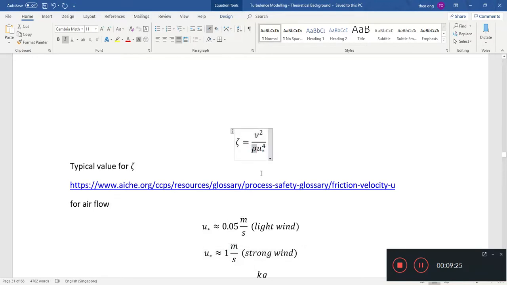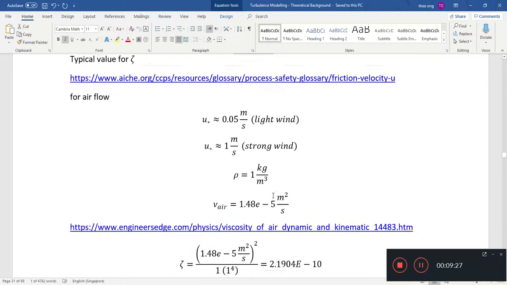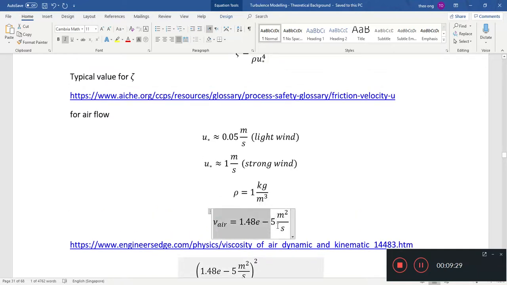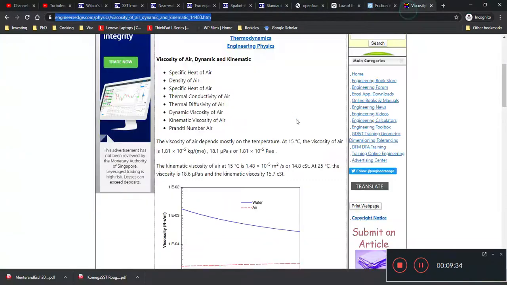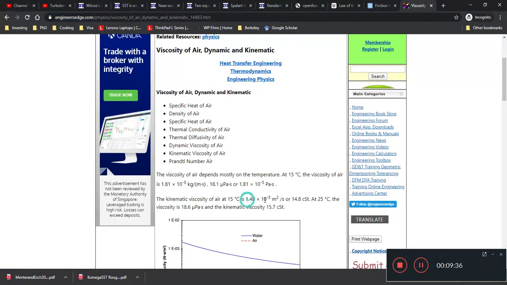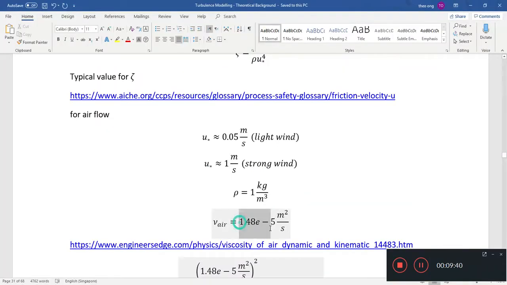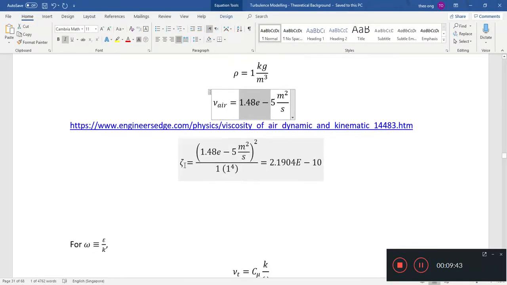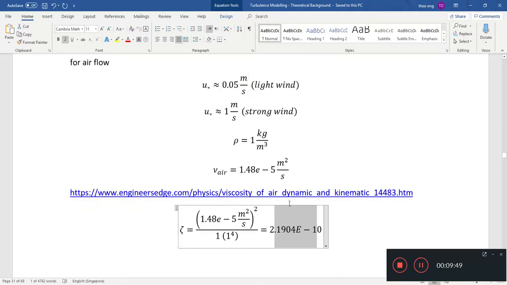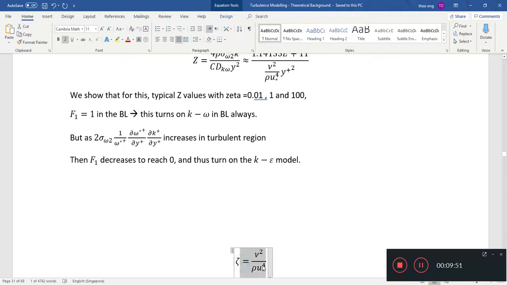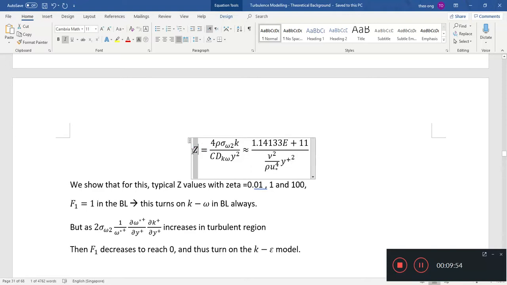Rho is about 1 kg per meter cubed. That's a given. And then the kinematic viscosity of air, I got it from this Engineer's Edge website, over here. The kinematic viscosity of air is about 1.48 times 10 to the minus 5 meters squared per second. I get this zeta value to be about 2.19 times 10 to the minus 10. And this is very small, and you will make your z value very, very big inside the boundary layer.